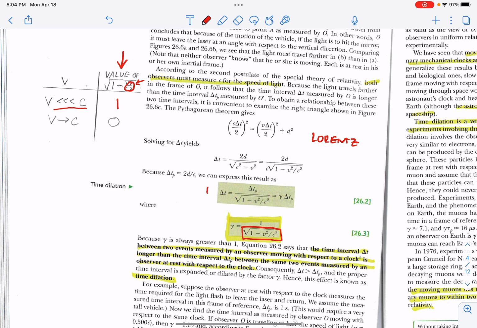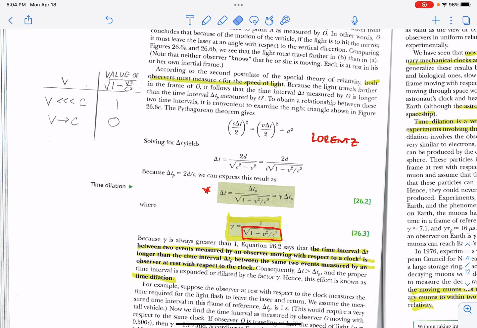So if we look at this equation for how much time appears to change as you approach the speed of light, what we're saying here is that there basically is no apparent change in time when you're going slow, when v is very much less than the speed of light.